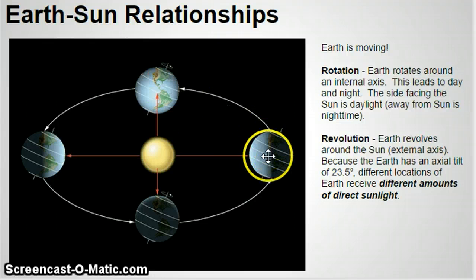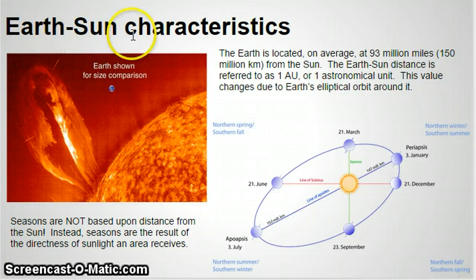And the position from winter to summer is my spring equinox. This is where the equator is receiving the most direct sunlight, and the hemispheres are receiving 12 hours of daylight and 12 hours of darkness. And this would be my autumnal or fall equinox, where it's 12 hours of daylight and 12 hours of darkness as well. So, Earth-Sun characteristics.